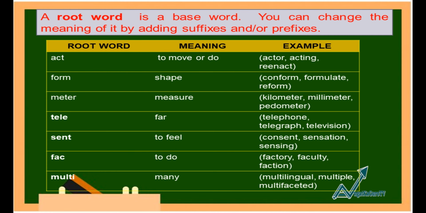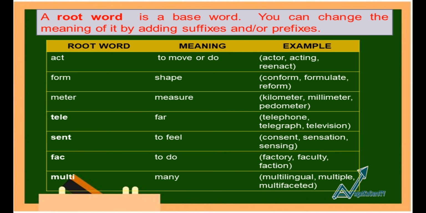A root word is a base word. You can change the meaning of it by adding suffixes and/or prefixes. Example, act, meaning to move or do. Example, actor, acting, or reenact. Form, meaning shape. Conform, formulate, reform. Meter, meaning it's a measure. Kilometer, millimeter, pedometer.